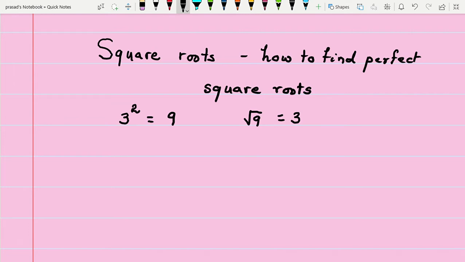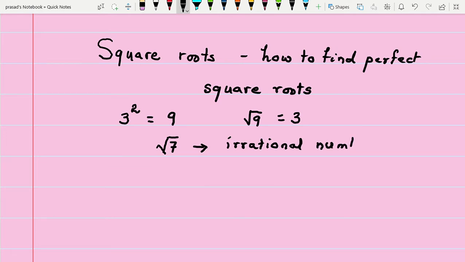Now here you can see that when you take the square root of 9 you get a perfect integer. So this is called a perfect square root. But if you see square roots like the square root of 7, you can't find a perfect integer value. So such numbers are called irrational numbers. These are the irrational numbers.